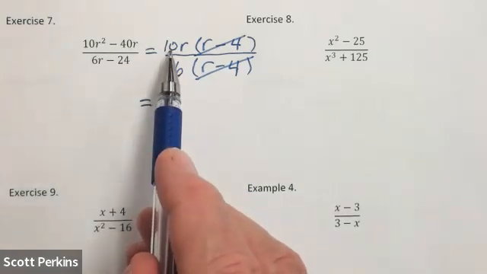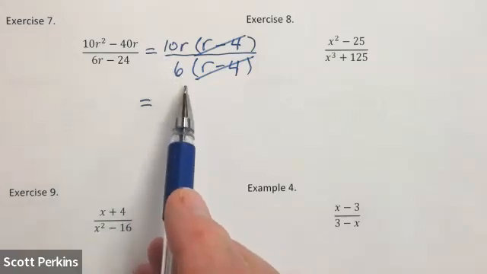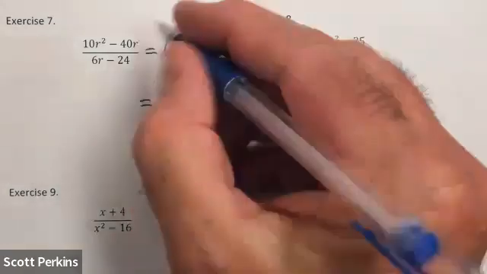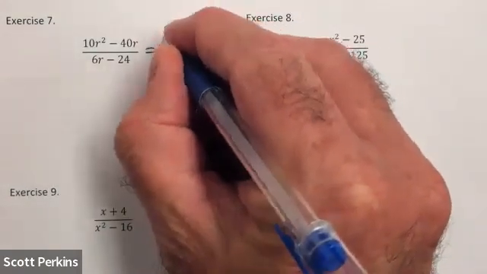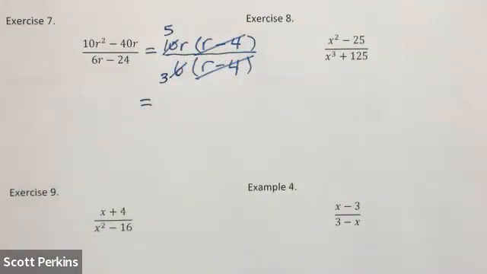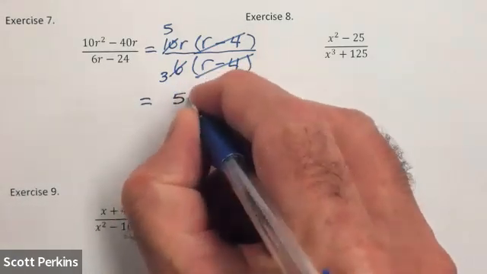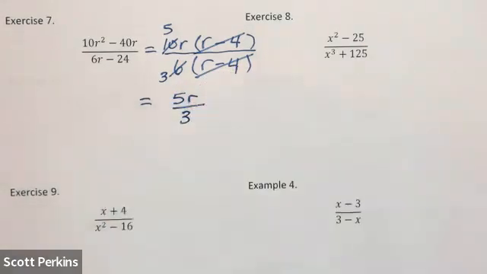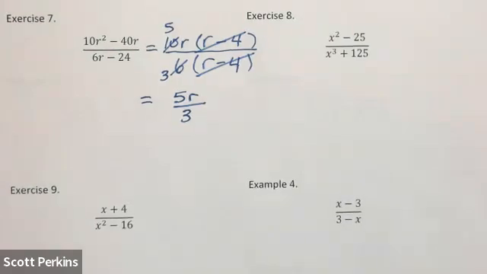Yeah, 10 and 6 have a common factor of 2. Okay, so I can cancel out 10 and it becomes 5, and then cancel the 6 and it becomes 3, because I took out a common 2. And so now what that leaves me is I've got a 5r in the top and I've got a 3 in the bottom, and now that's fully reduced.